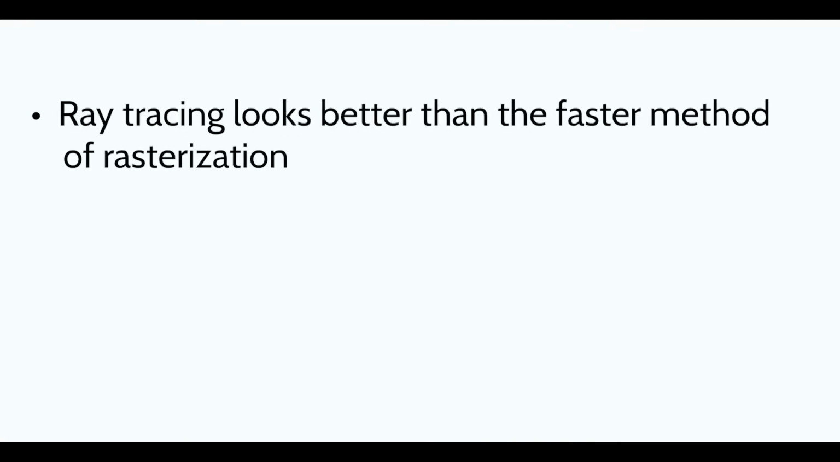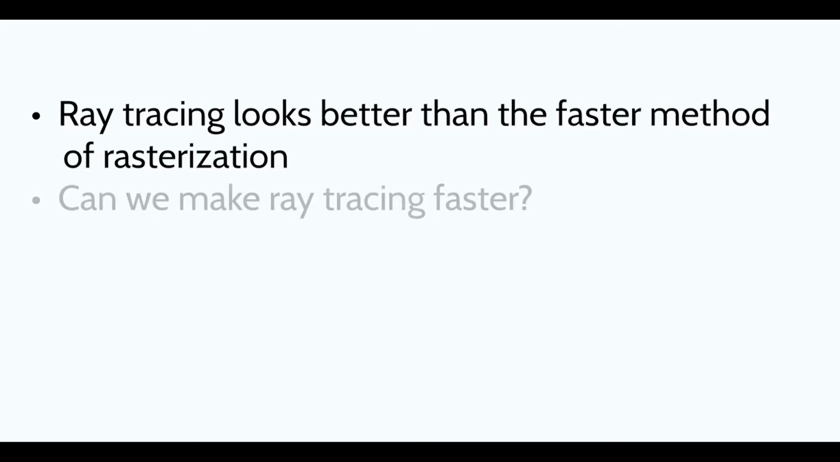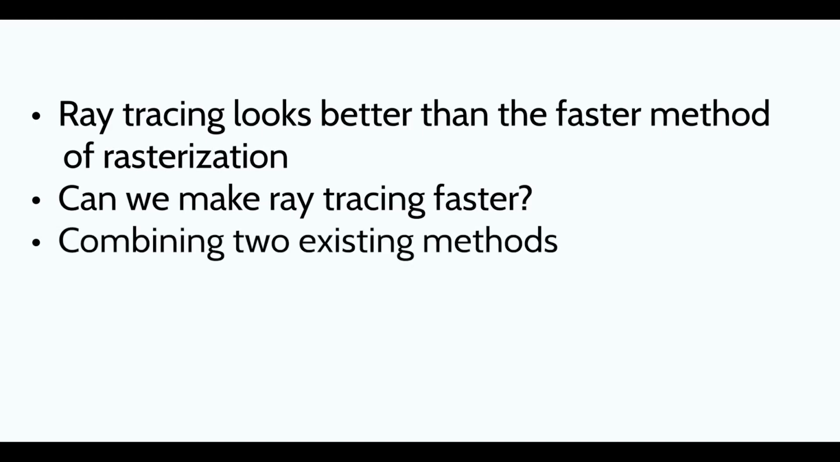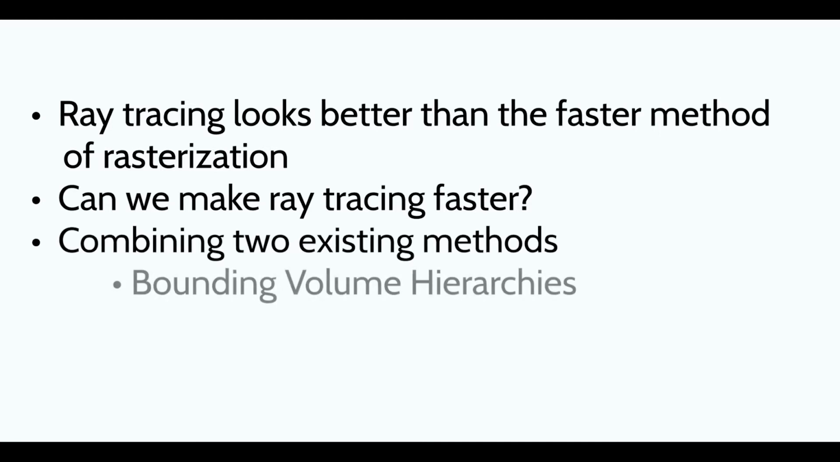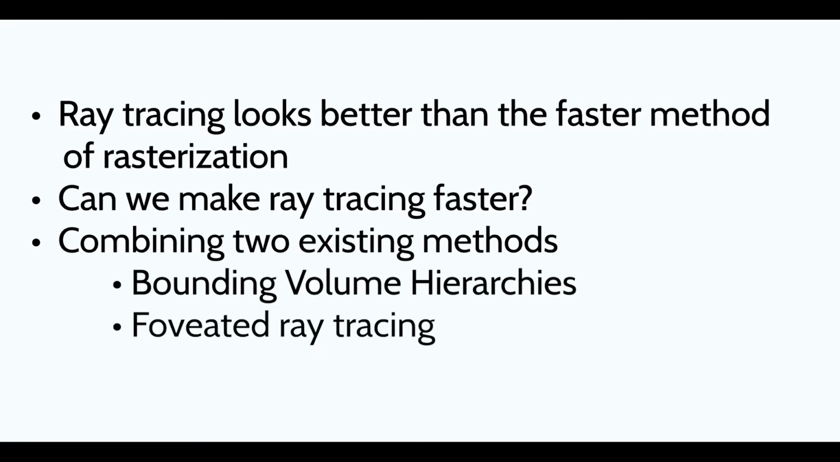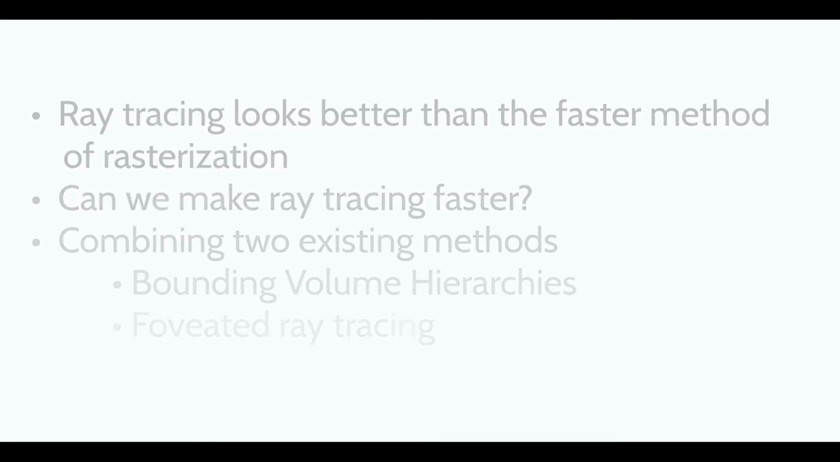So, because the images we can generate with ray tracing look so much nicer than with rasterization, we would like to be able to use this rendering technique all the time. Therefore, a lot of research is being done to make ray tracing faster, so that more applications can make use of this technique. My research aims to do so by combining two existing techniques, bounding volume hierarchies and foveated ray tracing. I will first go over these techniques before explaining what I did exactly.